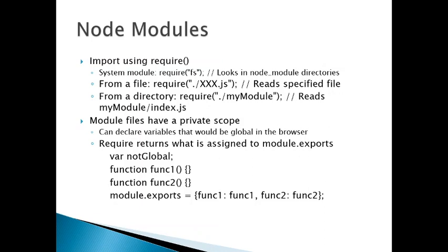If you want to require a file, you will write the name of that file with ./ for the current directory, slash, the file name, file.js. So the code of that file will be included into your application. Same, you can include the complete directory. For example, this is my module. It should contain the index.js in it.